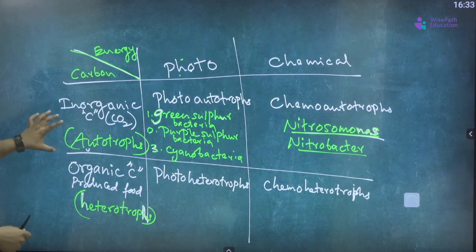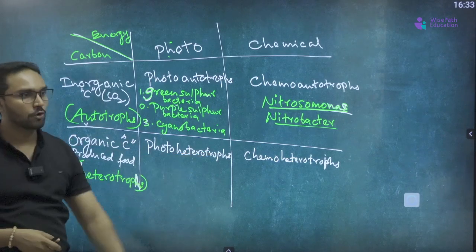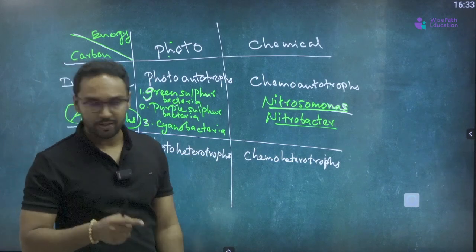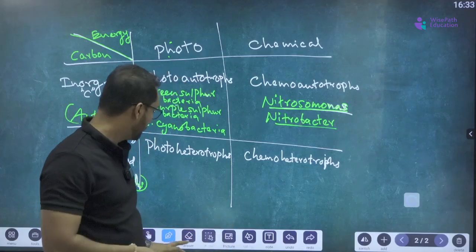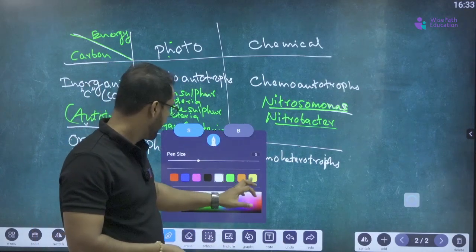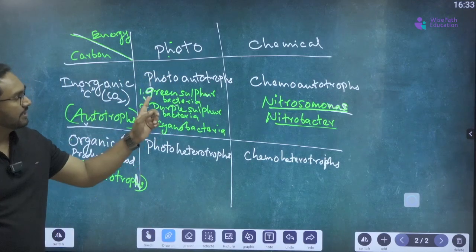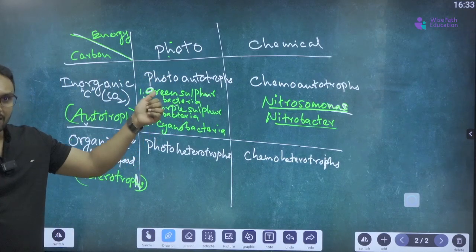And the next, the photoheterotrophs. There are only two photoheterotrophs, right? And they are the opposite of two of the photoautotrophs.